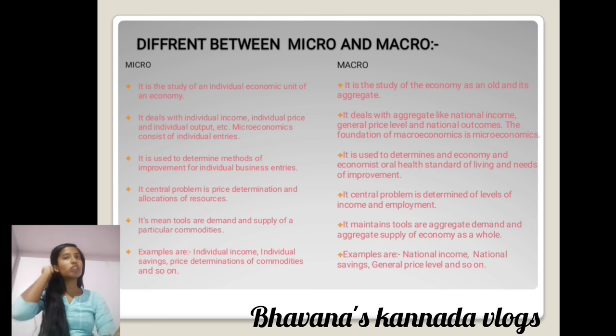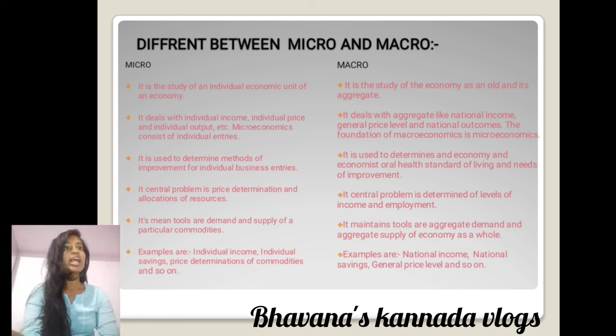First point: micro is the study of an individual economic unit of an economy. Here micro is an individual study, but macro is the whole economy in aggregate. Next point: micro deals with individual income, individual prices and individual output. Microeconomics consists of individual entries, because micro is always individual. It is about income, price and output in separate, individual entries.